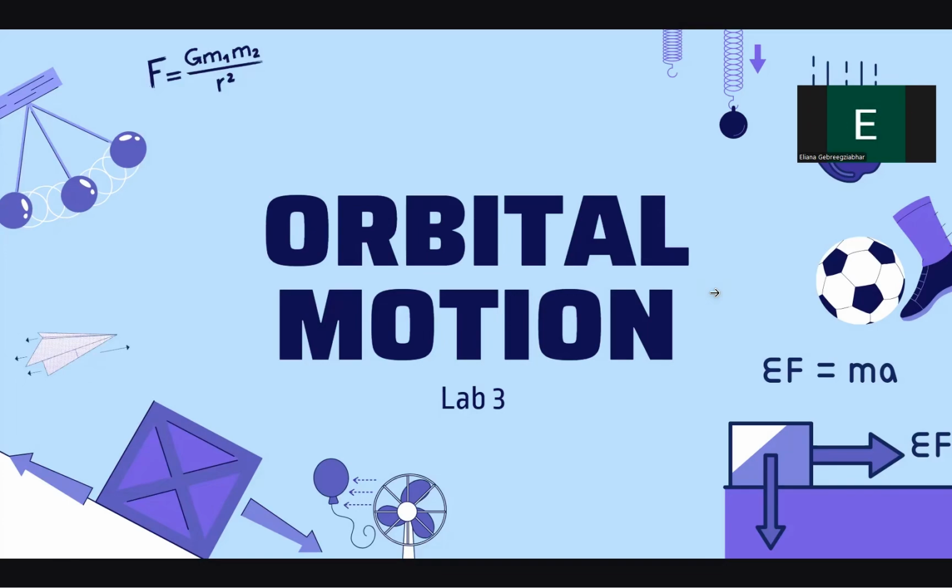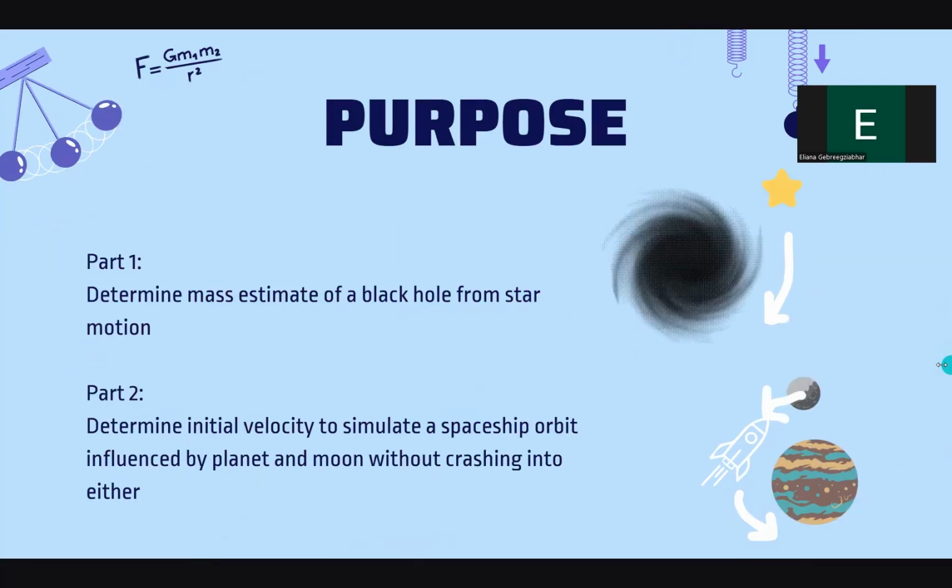This lab investigates gravitational motion using computational modeling. The goal of part one was to determine the mass of an unknown black hole by analyzing the motion of a star orbiting around it. In part two, we simulated a spaceship orbiting both a planet and its moon by calculating gravitational forces and predicting the motion of the system.